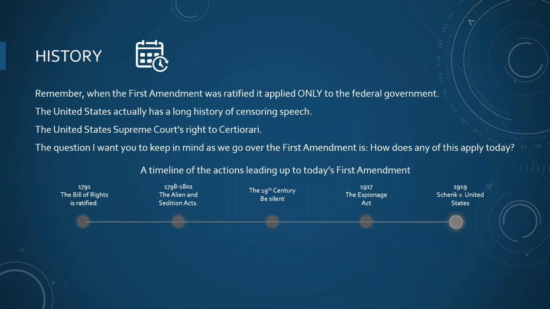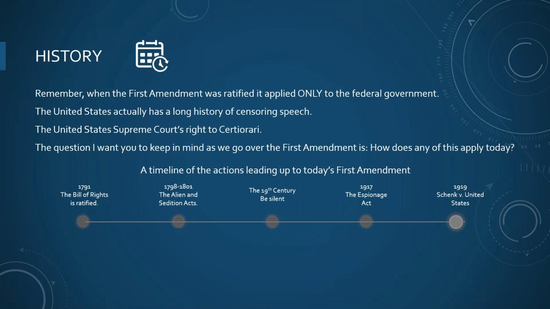All right. This is an extremely reductive history of the First Amendment, but it's important for you guys to understand that how we understand freedom of speech and the press today is not how it's always been. So you want to remember that the First Amendment was ratified in 1791 in the Bill of Rights, and it only applied to the federal government. So state governments had the ability to create their own laws and regulations regarding speech of their citizens as well as the press.